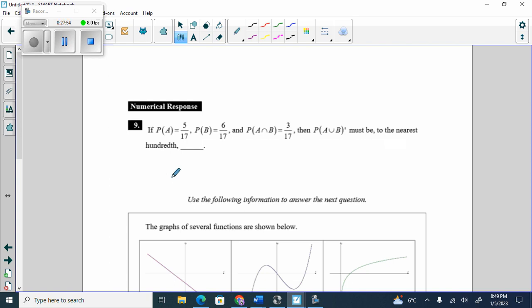All right. The next one comes from probability. So here we have the probability of A is 5/17. Probability of B is 6/17. Probability of A and B is 3/17. Then the probability of not A or B, so not in the snowman. So let's draw the snowman first.